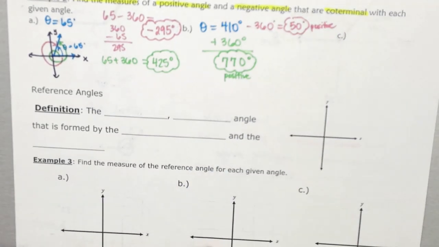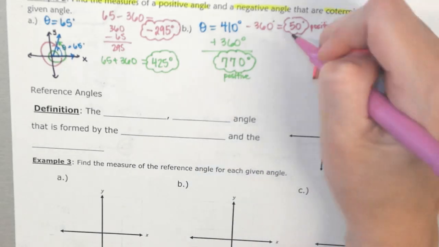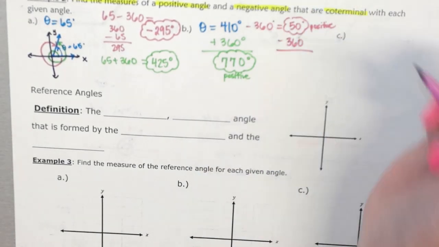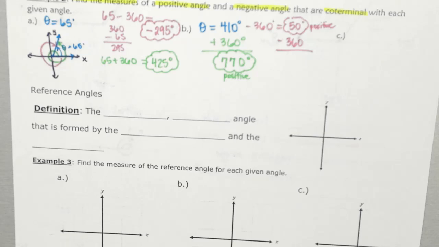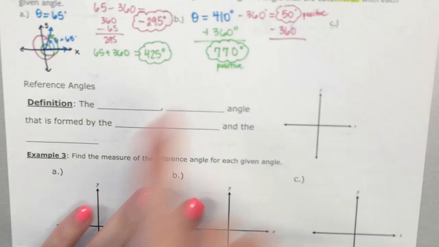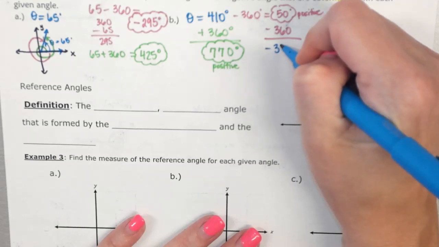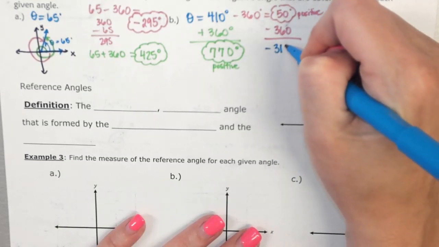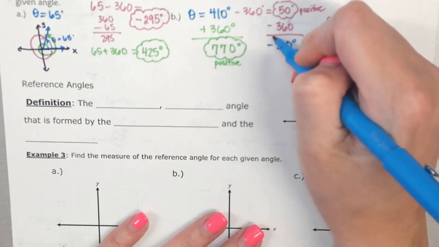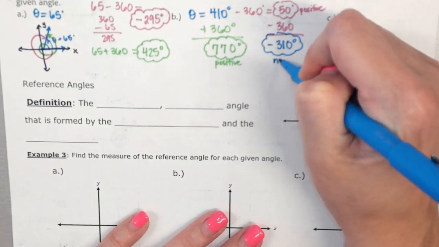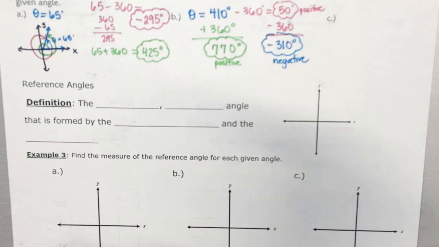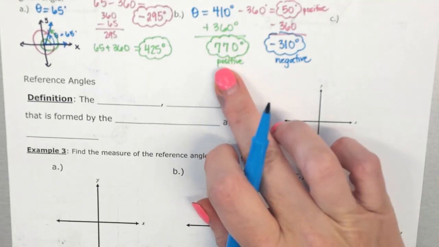That's not your negative one. If you want to find a negative one, you have to subtract 360 again. So if you have negative 360 and you add 50, what do you get? Negative 310. So this would be your negative angle. Do you have to find all three of those? No. Might you do it anyway? Yeah, because if you add this first, then you might find that.